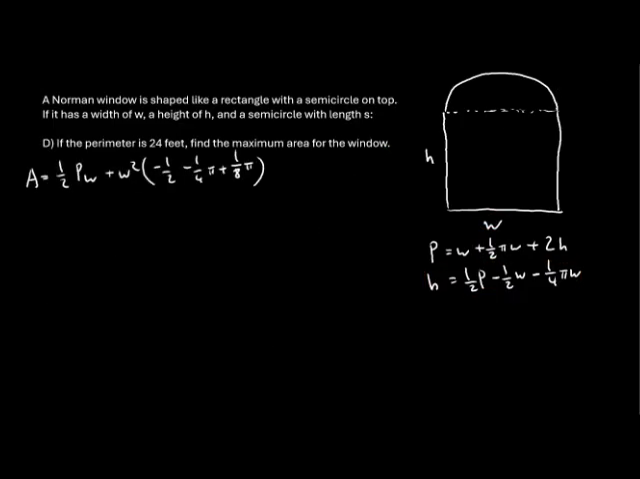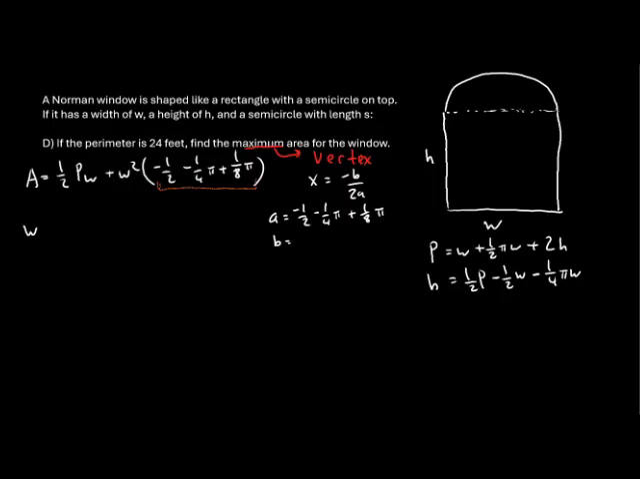Now in part D, we're asked to find the maximum area for the window. Remember, if we see the word maximum, we want to think of the vertex. The vertex formula will tell us that x is equal to negative b over 2a. This time, instead of x, we'll be using w. So our w is negative b over 2a, and we'll have to figure out what a and b are. The a is everything in this parentheses next to w squared. It's a little bit messy, but it will still give us a number. We'll say negative 1/2 minus 1/4 pi plus 1/8 pi.